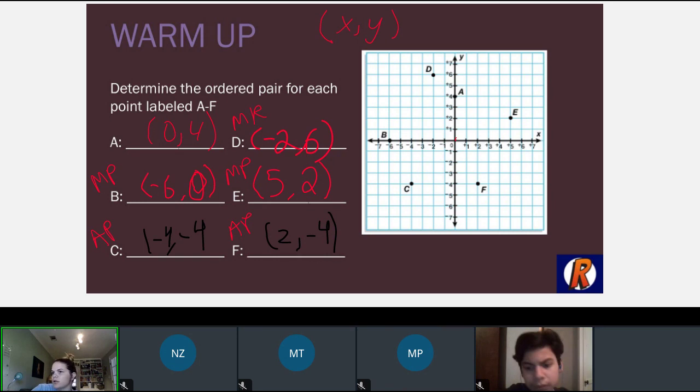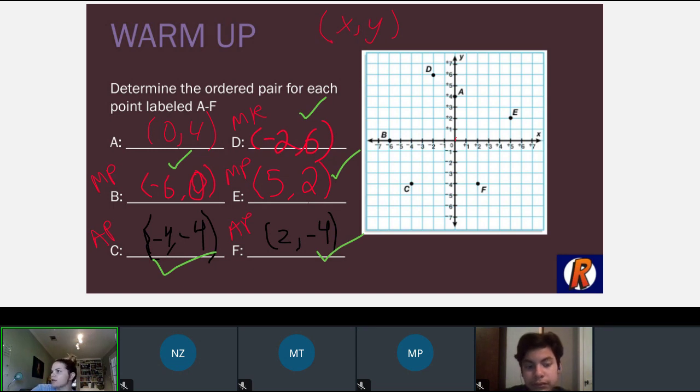All righty, so let's double check them. For B, we've got -6, 0. Excellent. For C, we've got -4 and -4. Good job. For D, we've got -2, 6. Exactly. For E, we've got 5, 2. Perfecto. And for F, we've got 2, -4. Yay, y'all did awesome. Thank you so much.